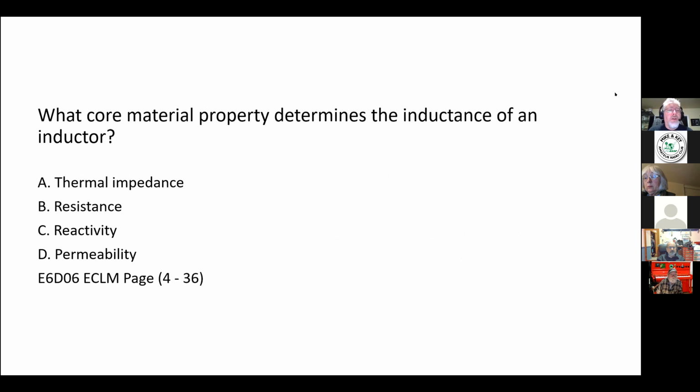What core material property determines the inductance of an inductor? A, thermal impedance. B, resistance. C, reactivity. Or D, permeability. Delta. Delta is correct, the permeability.